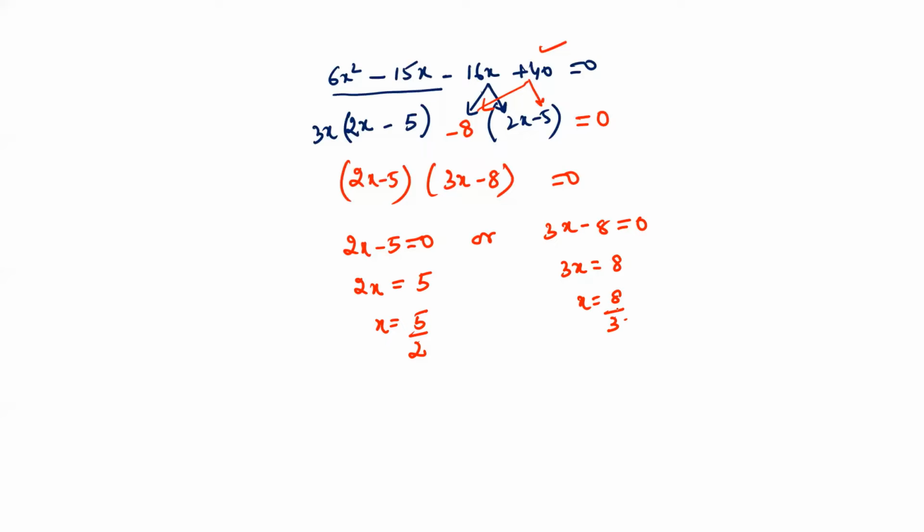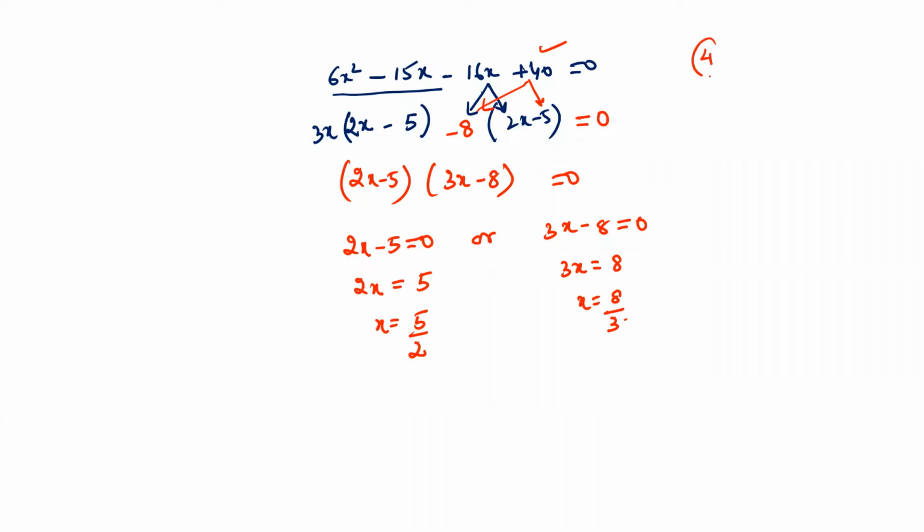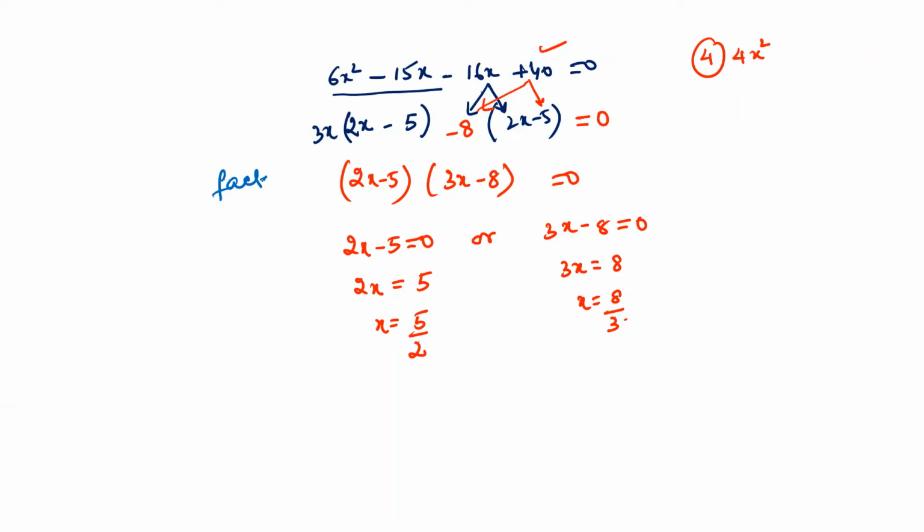Any doubt in this method? No, ma'am. Fourth one, try this yourself. Get me only the factors now. Okay, let me tell you one more thing. These two are called the factors of the quadratic equation, which is 2x minus 5 and 3x minus 8. These are the factors. But the x value we have got is the solution, the values of x.